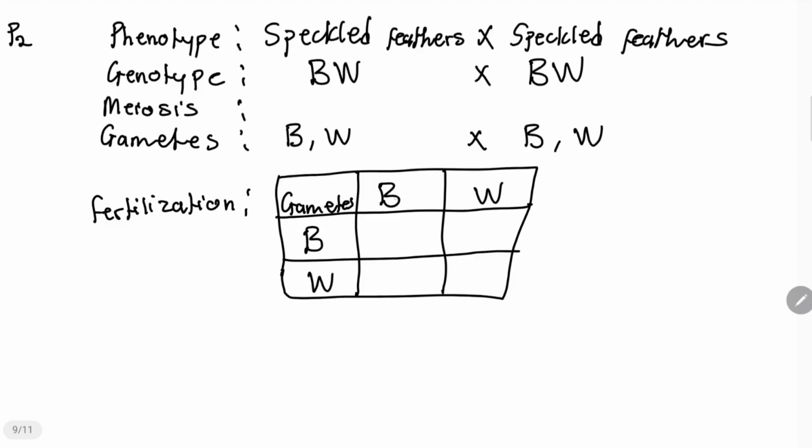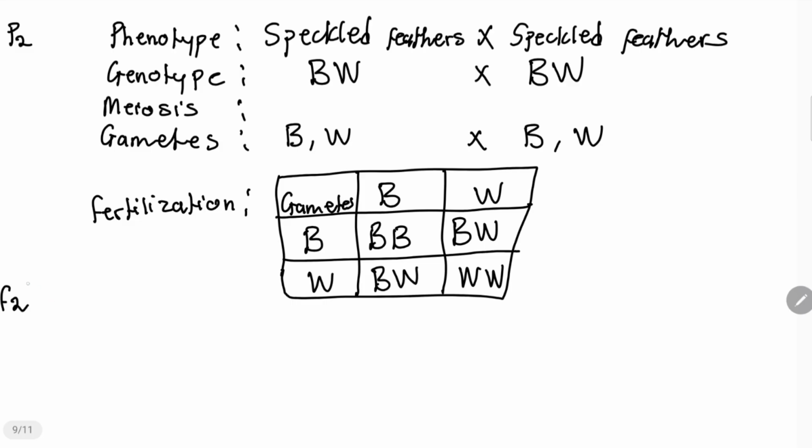In the first box, it is B and B, so it will be capital letter B, capital letter B. In this box, it is going to be B and W, so it will be B, W. Here it is going to be W and B, but we are starting with B, W. Here it is going to be W, W, right? So below fertilization now comes F2.